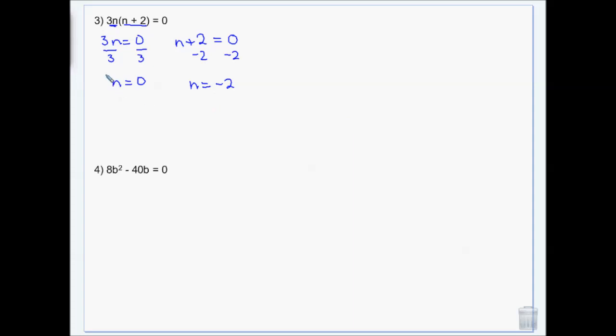And what this tells me is if I plug either of these numbers in, it will still be true. Because if I plug in 0, I get 0 times 0 plus 2, so 0 times 2 equals 0. That's true. If I plug in negative 2, I get negative 6 times 0 equals 0. So that's also true. So there's 2 possible solutions. We don't know which one is necessarily the intended one, so we say both.